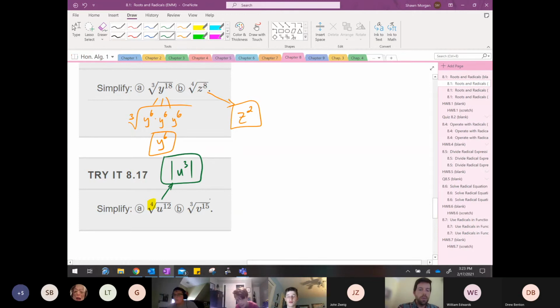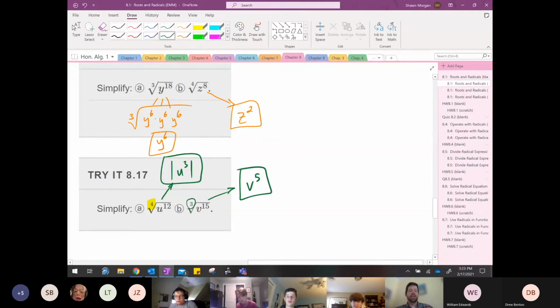All right, and then let's throw it to Luke. Luke, how do you split up the cube root of v to the 15th? I did v to the 5th times v to the 5th times v to the 5th, so I got v to the 5th. Now you almost put the absolute values on there. I'm glad you hesitated and didn't, because that's a cube root, and we don't care about cube roots being negative. Cube roots can be negative as they like. Very good job, both of you.